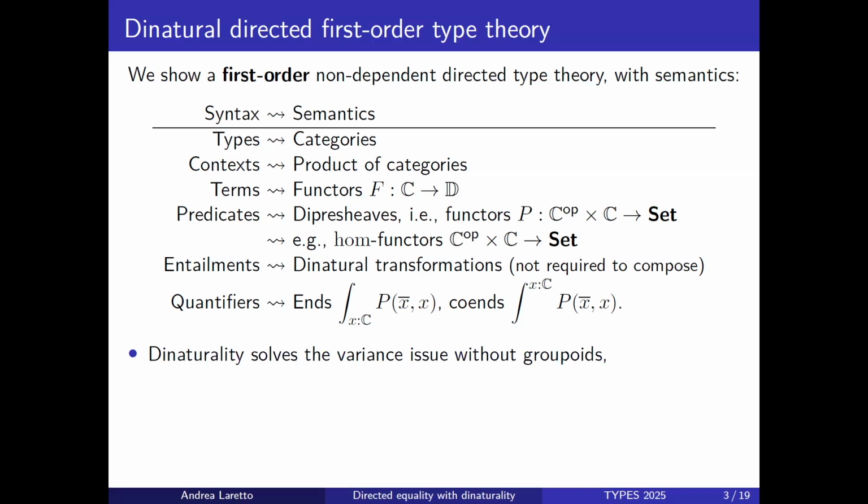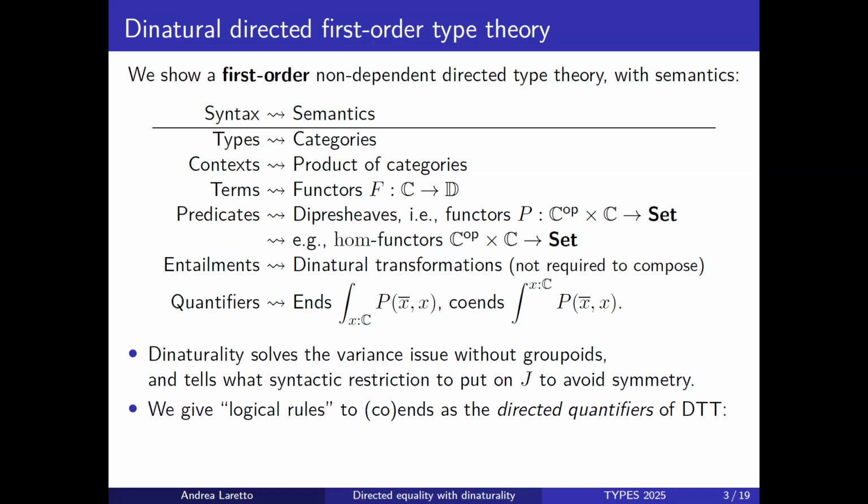Dinaturality allows you to solve the variance issue without groupoids, and tells you also semantically what those restrictions on J should be, and tells you where they come from, to avoid symmetry, but obtain all the other interesting stuff on your equality.